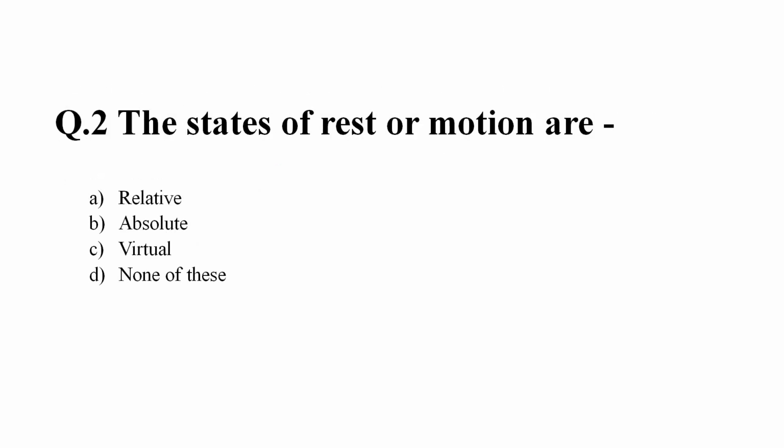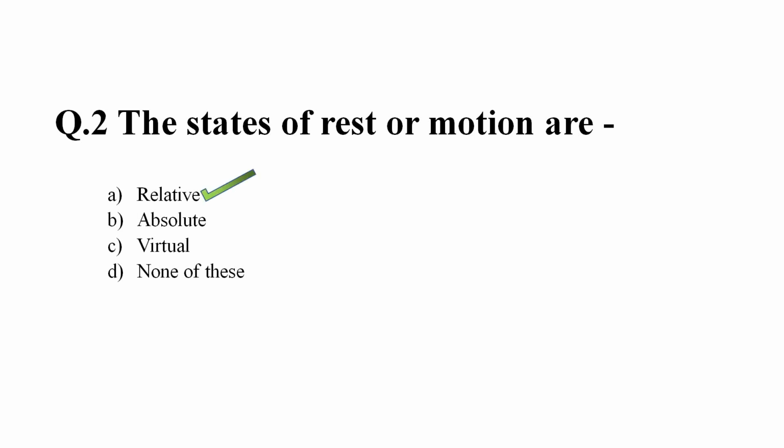Question number 2. The states of rest or motion are option A, relative, option B, absolute, option C, virtual, option D, none of these. And the correct answer is option A, relative.